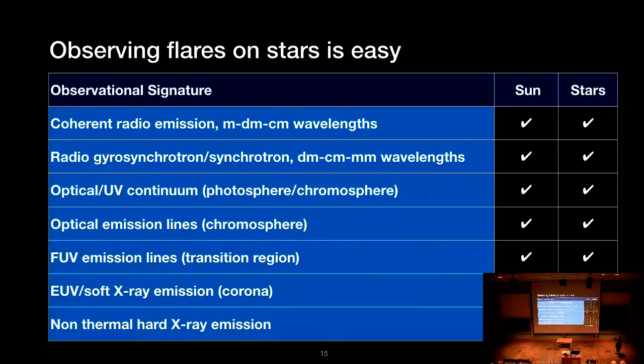And when you look at solar flares on the sun, there's a check mark in every single row here. That's sort of by design. I mean, I made the table that way. But what is remarkable is that when you look across different types of stars, you see a check mark in pretty much every single row as well for other stars. And so that's really a good confirmation that we're looking at the same physical processes in these stars.